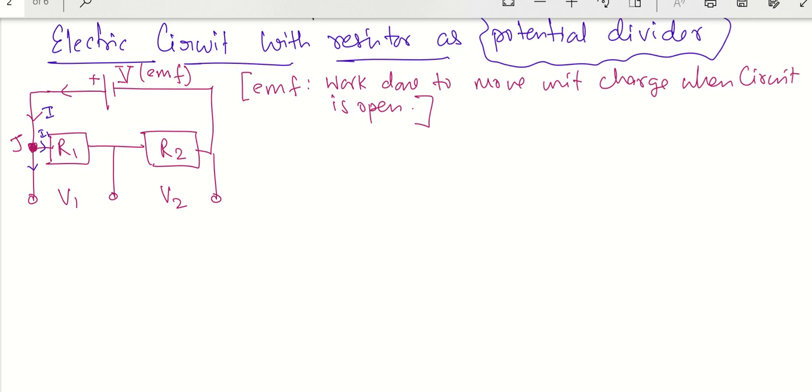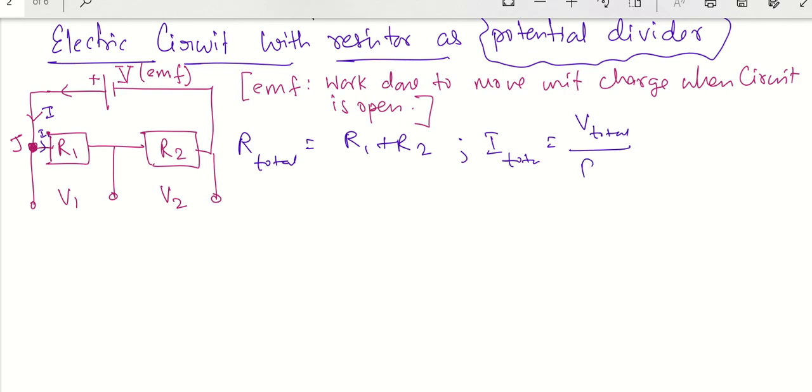Just one second, I'm not going to do this I1 and I2 business. Let it be I just now. So if you look at this circuit, you can see that the total resistance is R1 plus R2. Then what is the total current? Total current will be total voltage by total resistance. Make sense? So I can write I equal to V by R1 plus R2. Just keep this in mind.